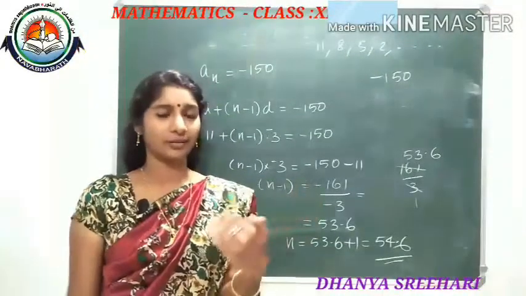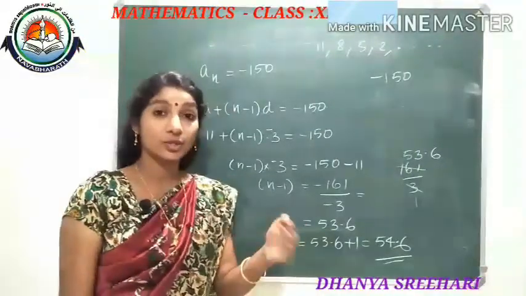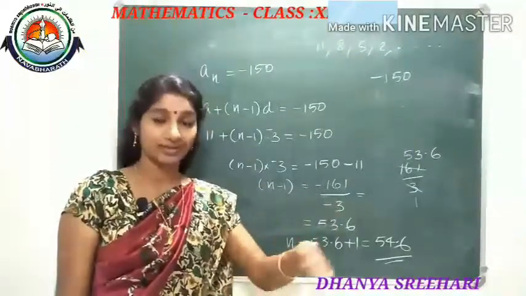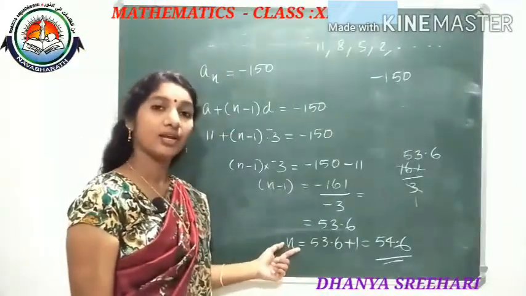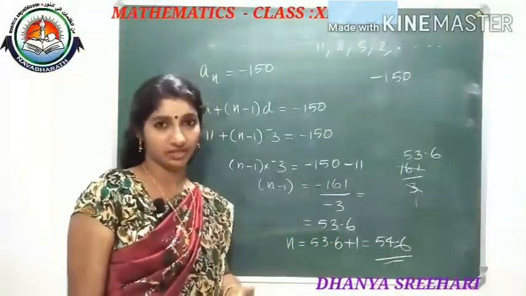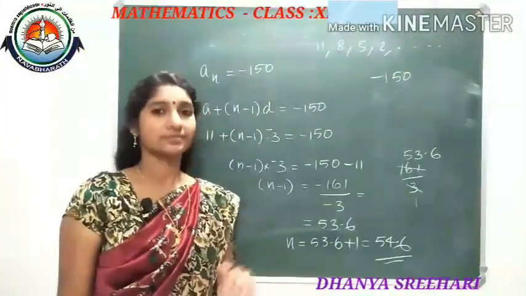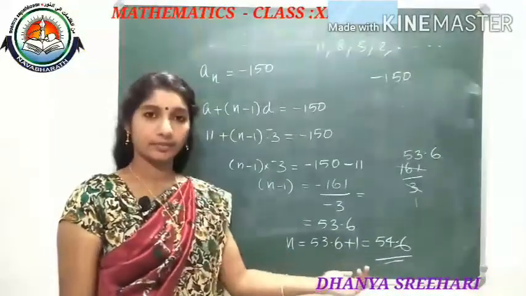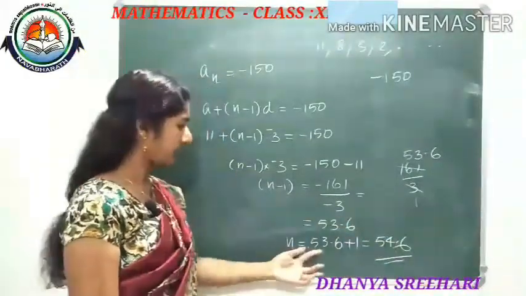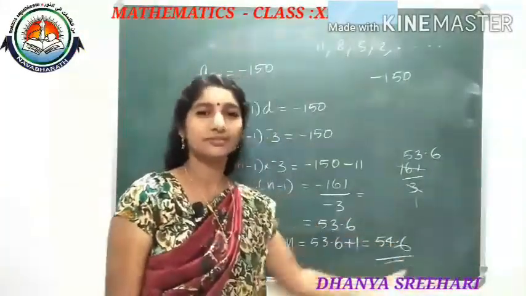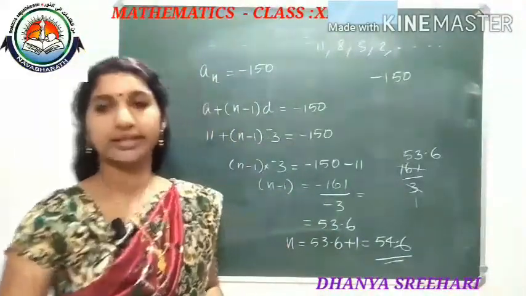Clear? But how did we make the conclusion? We got the number of terms. The number of terms should be a number we count, 1, 2, 3, etc., so it should be a natural number. Since it's not a natural number, n will not be a decimal or a fraction. n should be a natural number, a counting number. So here n is not a counting number, so it is not possible. n equal to 54.6 is not possible. Therefore it's not an element in the AP, not a term in the AP. Clear? Then next question.